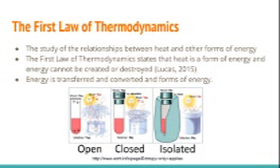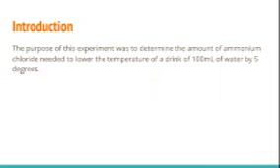There are three types of system. An open system freely exchanges energy and matter with its surroundings. A closed system exchanges energy but not matter with its surroundings, and an isolated system does not exchange energy or matter with its surroundings. However, perfectly isolated systems cannot exist.